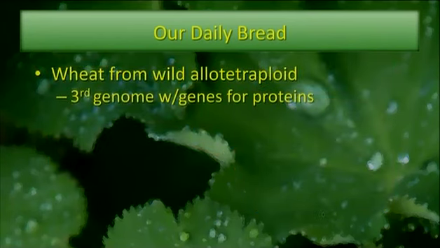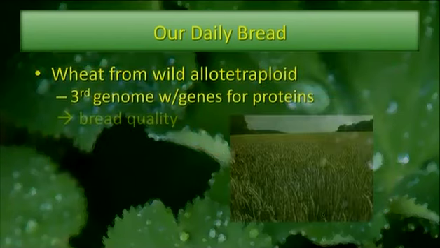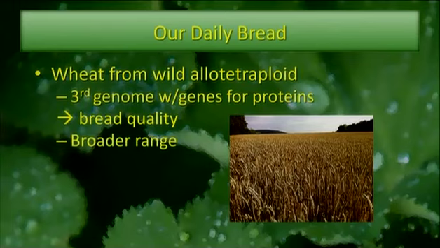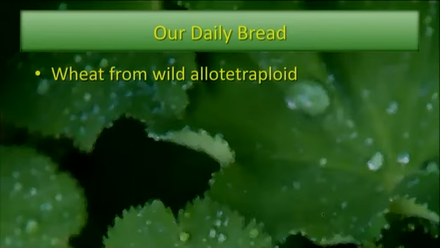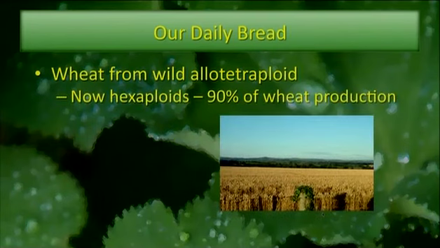So the third genome had genes for certain proteins. That led to bread quality, good bread quality. It allowed for a broader range for the plant to grow in. And now we have hexaploids making up 90% of wheat production all over the world, hexaploids.